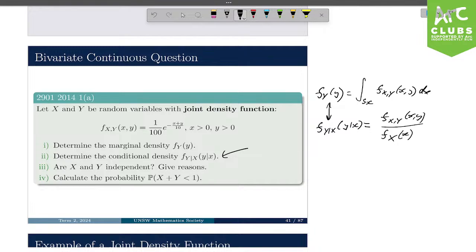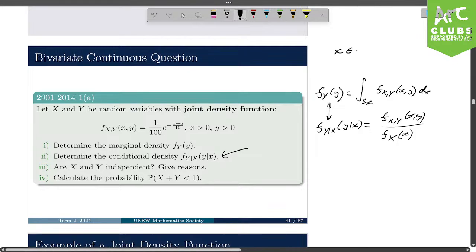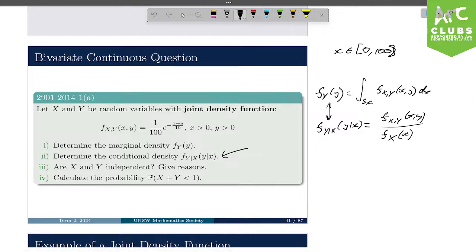Quick question, just a little notation thing. What does Sx mean? Sx is just shorthand for the domain of x. So when I talk about probability and Sx, let's say that x is allowed within 0 and 100. Then Sx is from 0 to 100, which automatically provides me the bounds for my integral.